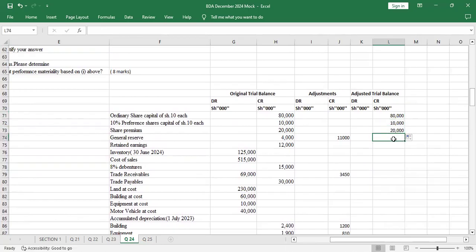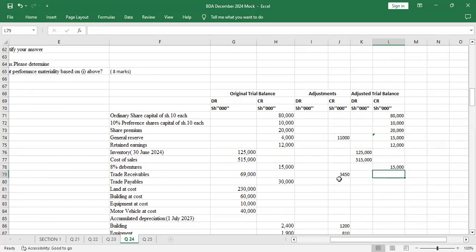Then on general reserve, there was an adjustment. So I'll take 4,000. It is on the credit side. I'll add 11,000 because both are on the credit side, the increase. So we'll have 15,000. Retained earnings, we'll have 12,000. Then inventory, we'll have that. Then cost of sales, I'll just drag because it's still on the debit side. There was no adjustment. 8% debenture on the credit side, there was no adjustment.